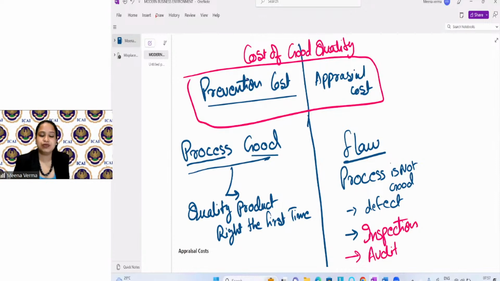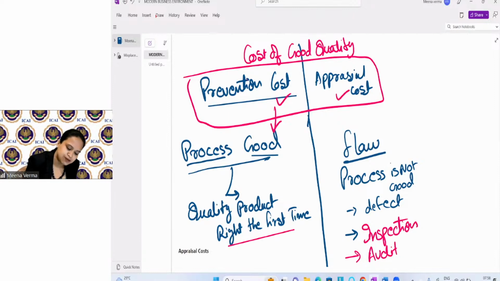This is the cost the company is incurring to produce the quality product. This is the cost the company is incurring to produce quality product right the first time, right? Yes, these two costs the company is incurring to produce the quality product, right?